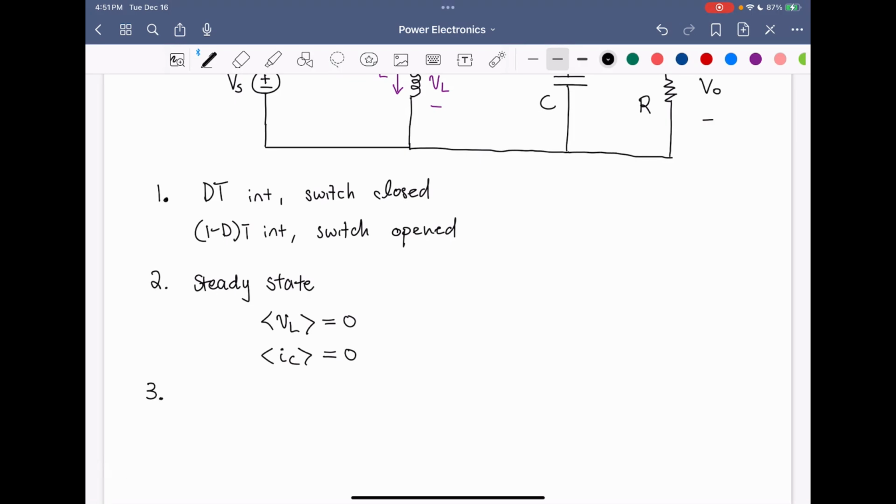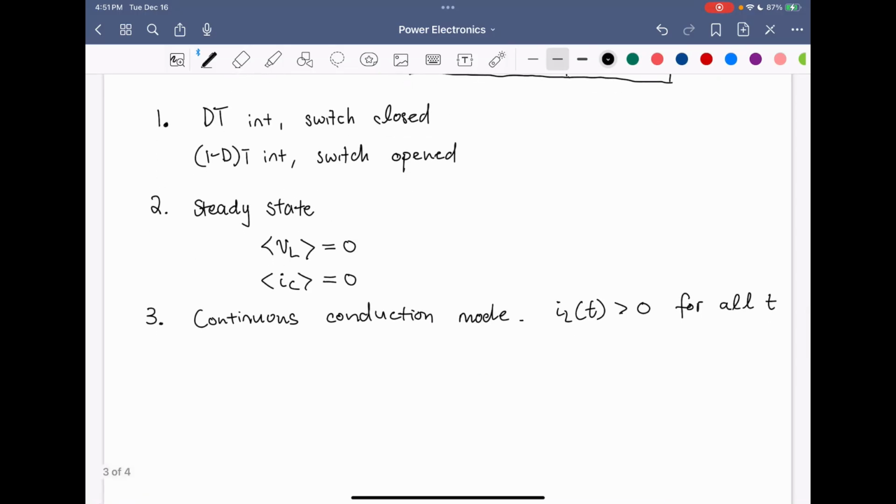The third assumption we're going to make is that the inductor current is continuous, so that we're operating in the continuous conduction mode. This means that the inductor current IL of t is greater than 0 for all t.